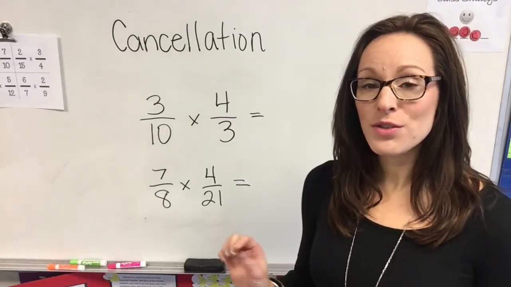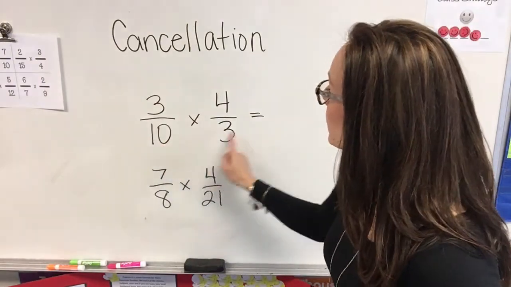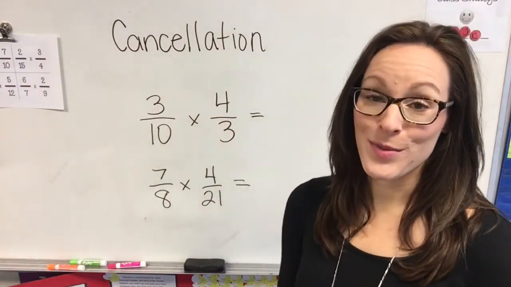If you have to reduce your answer anymore, you need to go back and start over with a greatest common factor when you're simplifying or canceling from your multiplication problem.